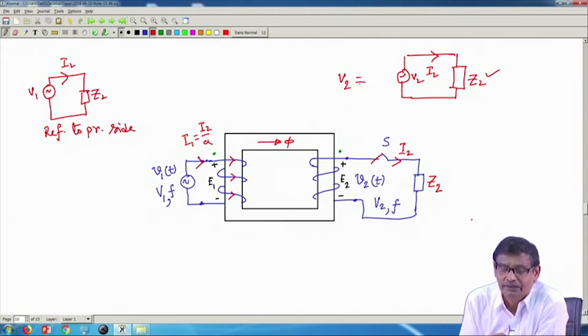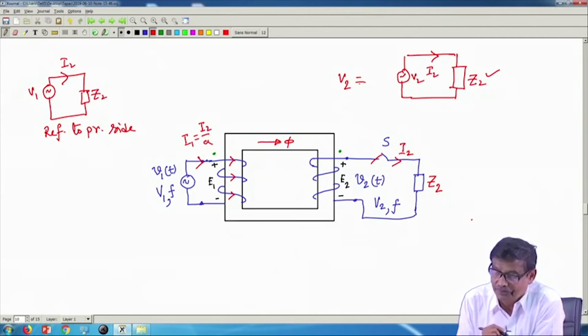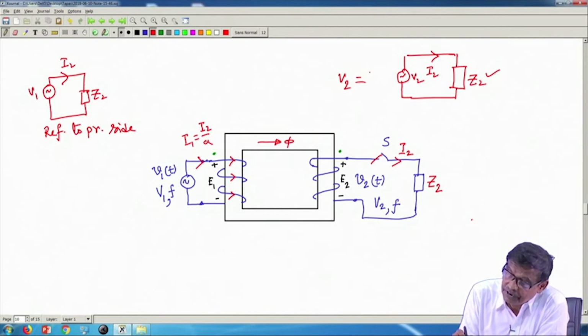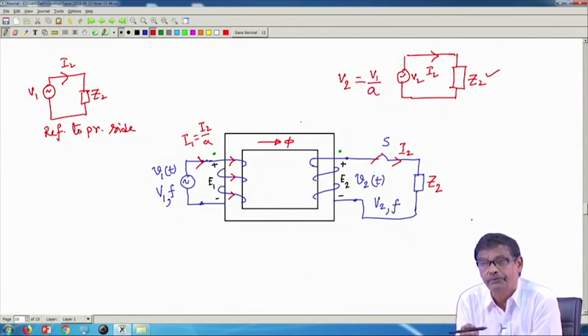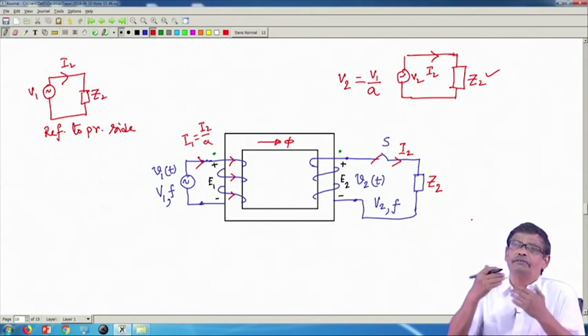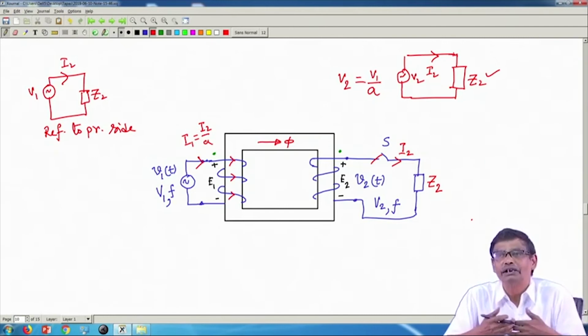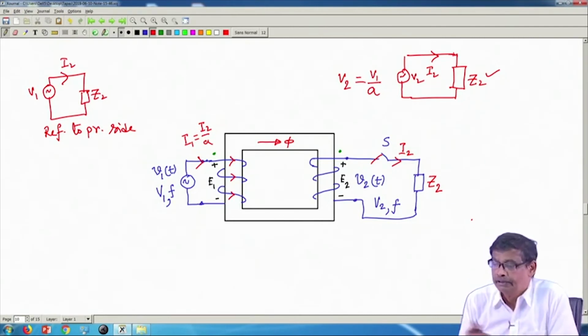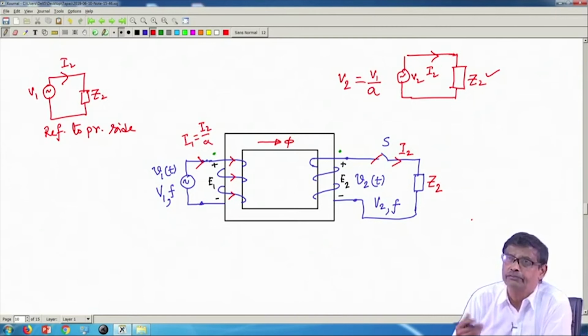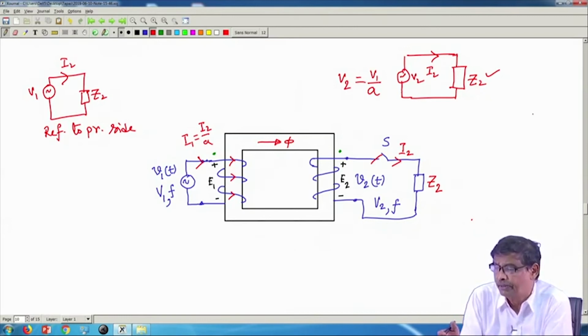V 1. So, V 1 by N 1 into N 2 is your V 2, is it not? So, I will do V 1 by A and get V 2, and then I will solve this simple circuit, because mind you V 1, V 2, E 1, E 2 are all in time phase. Therefore, I will take the voltage as the reference phasor. So, all are magnitude and angle. So, this divided by Z 2, you will get I 2.